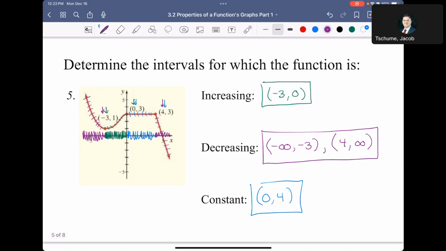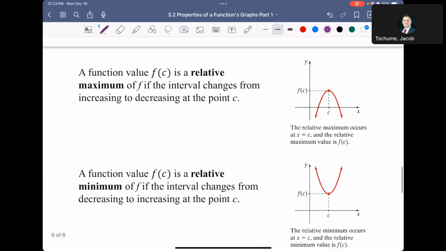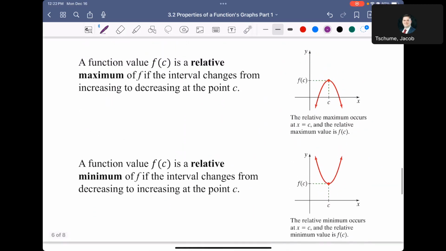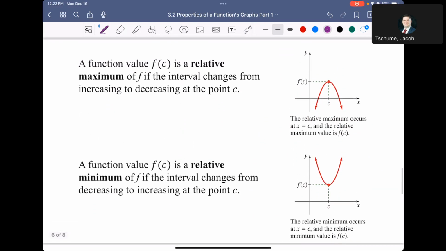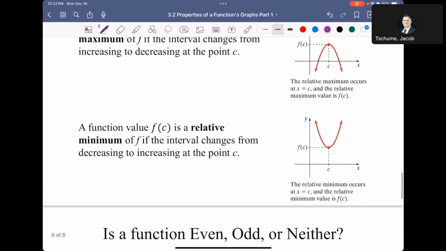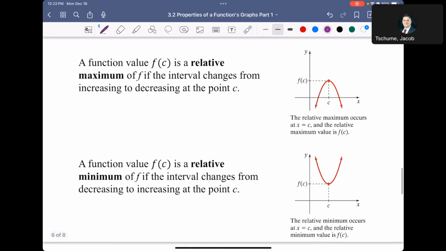And so that is how you can find your intervals of increasing, decreasing, and constant from a graph. All right. And one of the last properties, or sorry, next to last properties I want to go over is the idea of relative max or relative min. So we're not going to go too much into this now. I kind of just want to talk about it and then we'll look at it a little bit more in the next video.